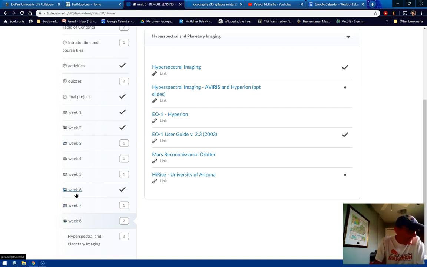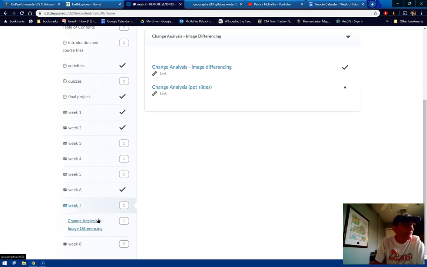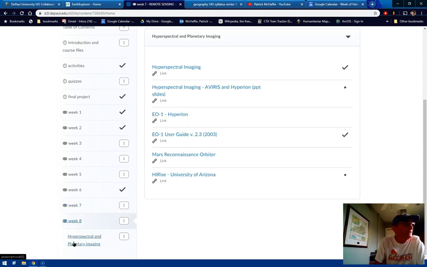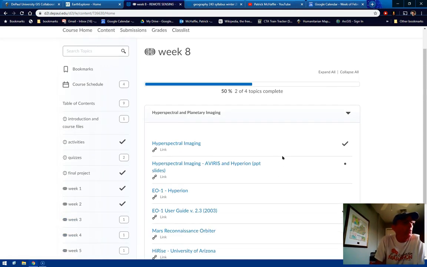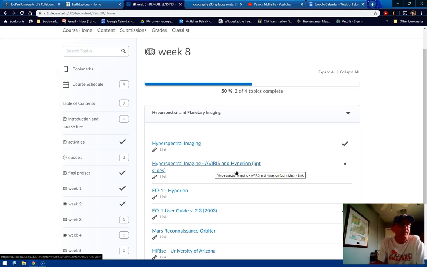And in week 7, last week, we had change analysis and image differencing, right? And then this week, in week 8, moving forward, we have some more content. This is actually a very short little presentation on hyperspectral imaging. Okay, hyperspectral imaging. What is hyperspectral imaging? And there's a couple of different projects that I point out here, AVIRIS and Hyperion.